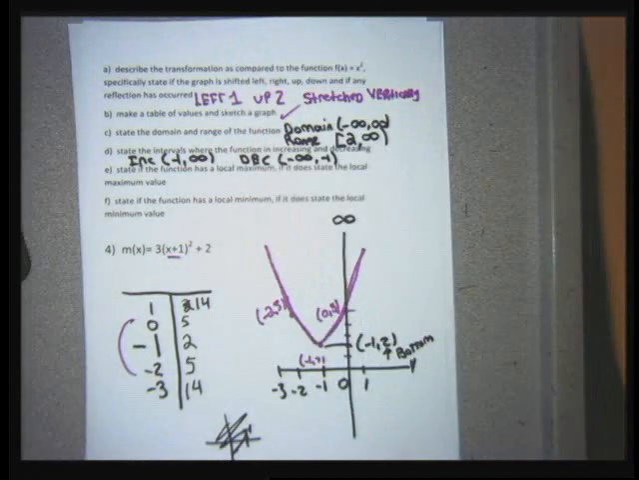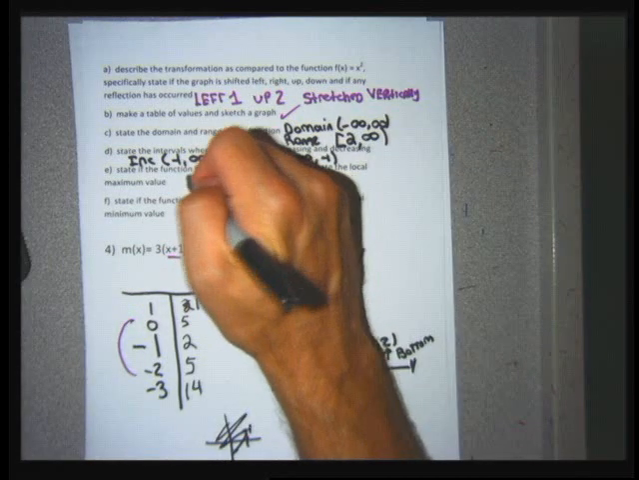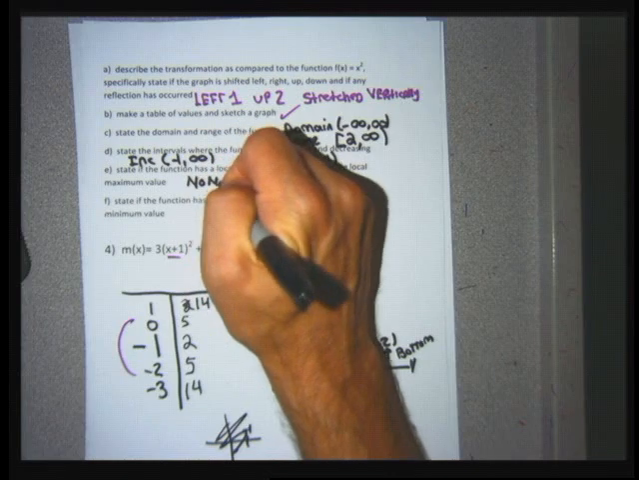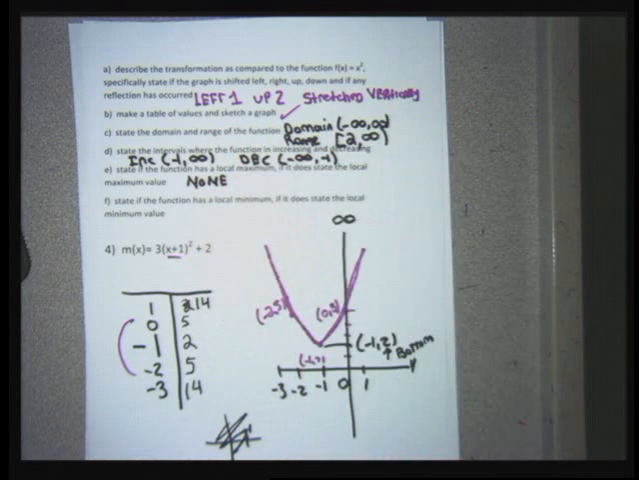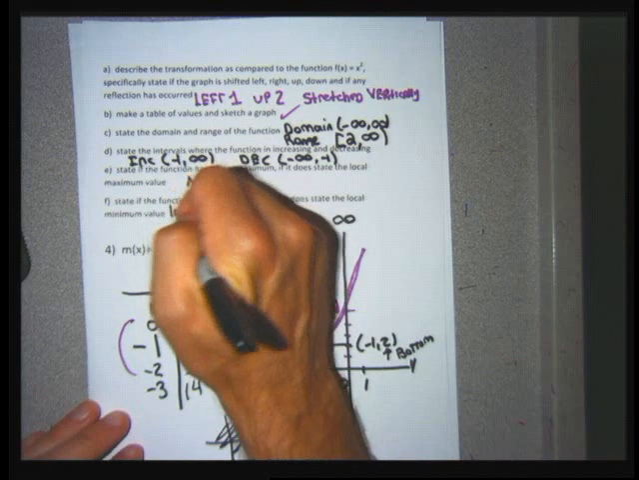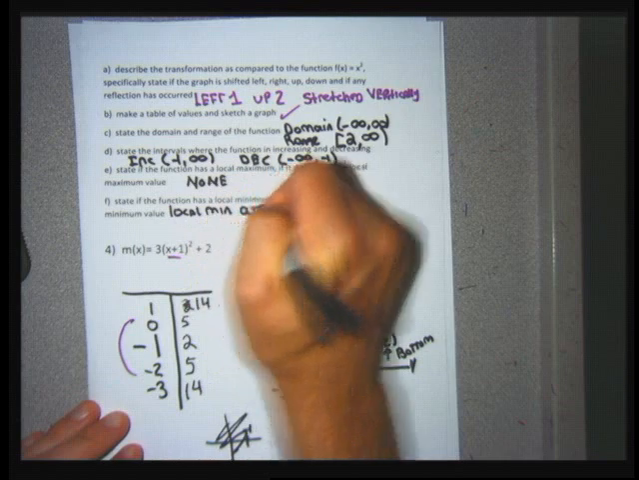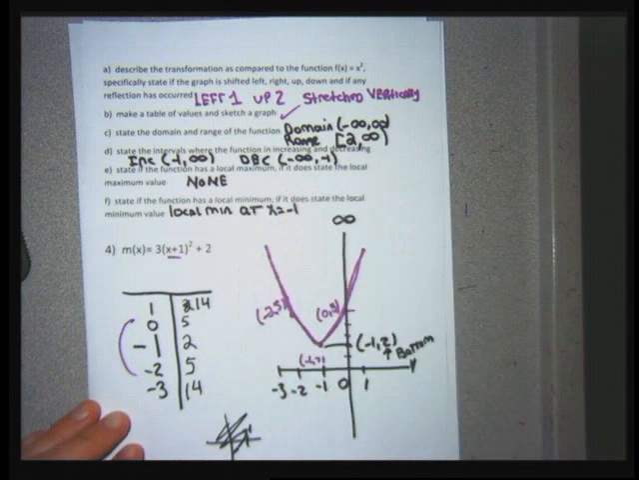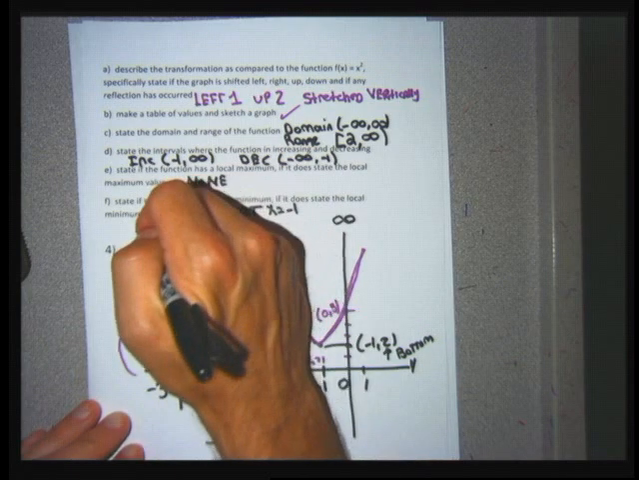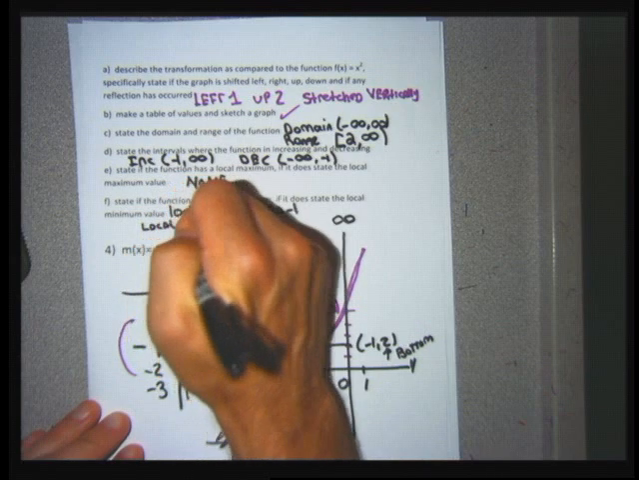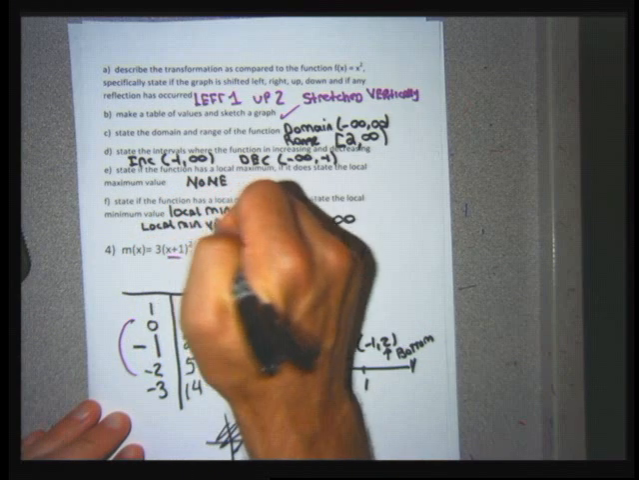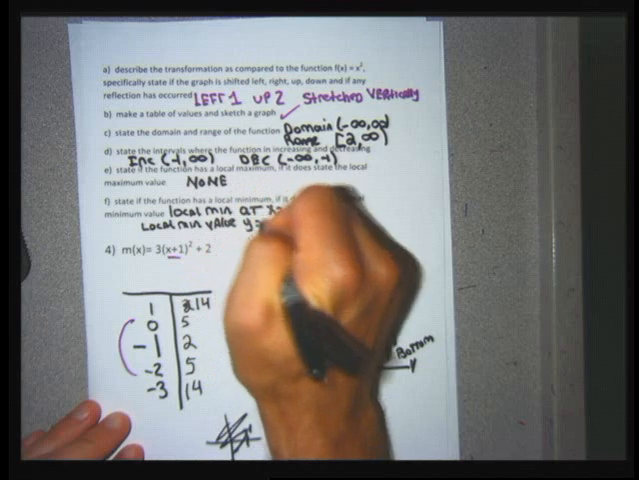Part E, this again has no maximum because the vertex is a minimum. It doesn't have any other humps, so it doesn't have a local maximum. It does have a local minimum at x equal -1, and the minimum y value, or the y value at the minimum, is 2. So I'll say the local minimum value is y equal to 2.